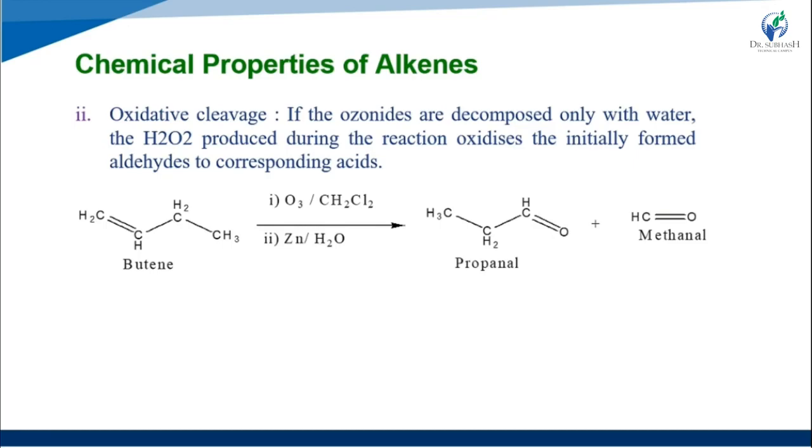If the ozonides are decomposed only with water and H2O2, the H2O2 produced during the reaction oxidizes the initially formed aldehyde to the corresponding acids. Here we take butene, and after the ozonization and oxidative process, it makes formaldehyde, an aldehyde, and the corresponding acids are removed.